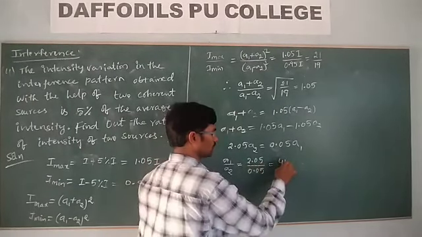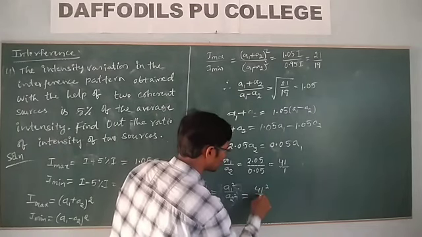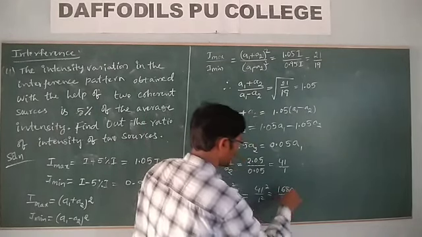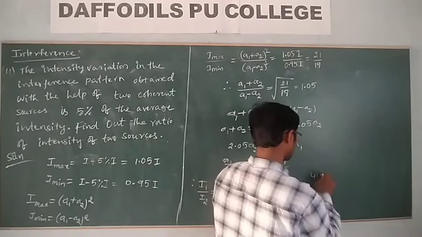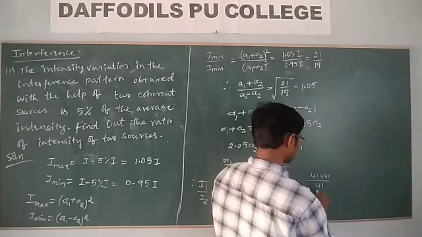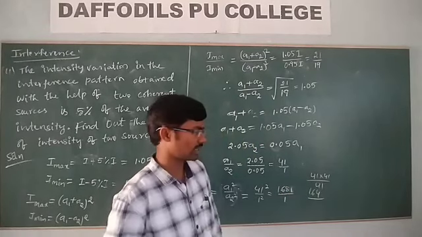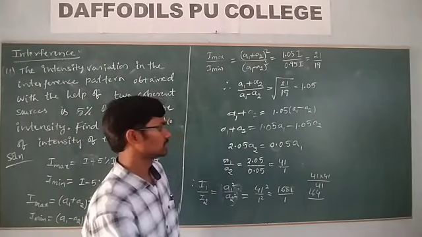But what we need to calculate is the ratio of intensity of the two sources. Therefore, I1 by I2 is equal to A1 by A2 whole square. Intensity is directly proportional to the square of the amplitude. That means I1 by I2 is A1 square by A2 square. Then 41 square by 1 square, which is 1681 by 1. Then the ratio is 1681:1. This is what we need.